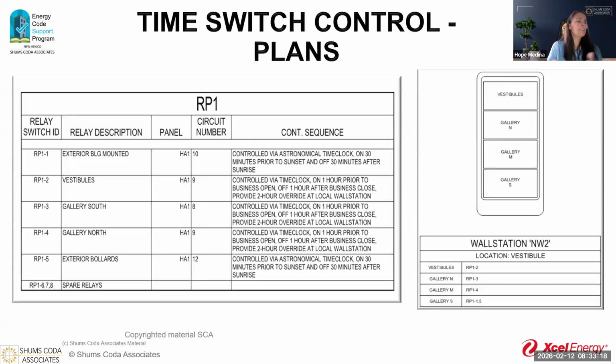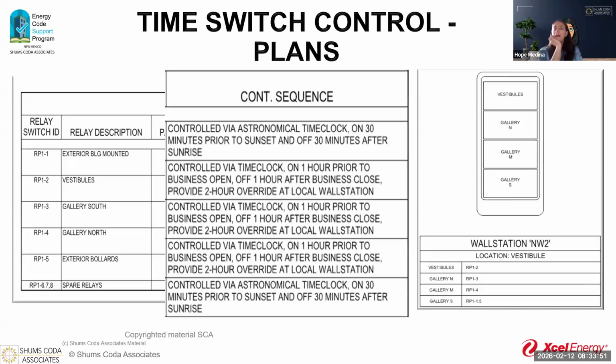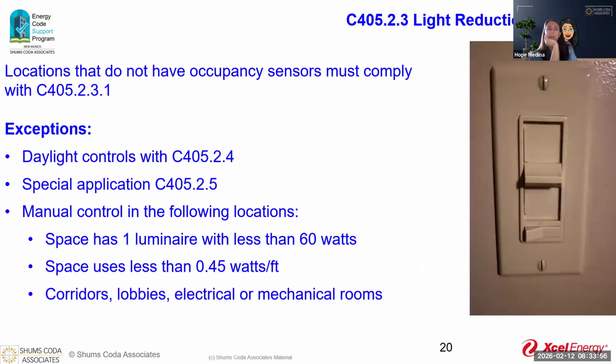All right, so here's an example too of it being shown on the plans. And as you can see, we have a vestibule right here. It is on a controlled time clock. And it says, well, our programming is 1 hour. It's going to turn on 1 hour prior to the business, turn off 1 hour after the business closes, and provide a 2-hour override at local wall station. And then it shows, hey, I'm the local wall station right here. So, not too bad. It meets the criteria of what we're talking about here.